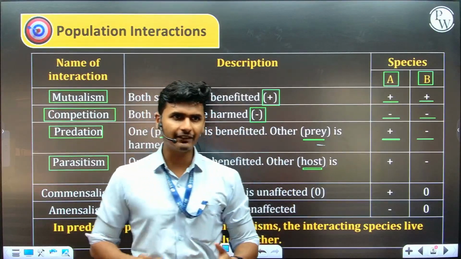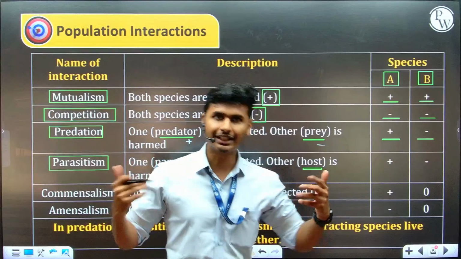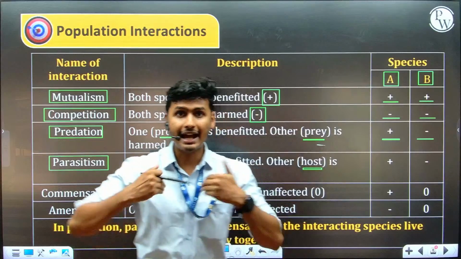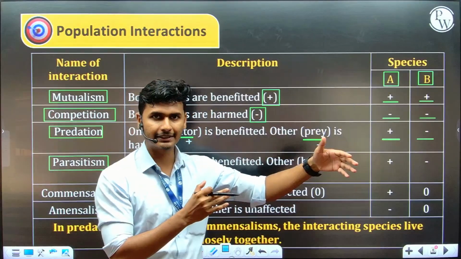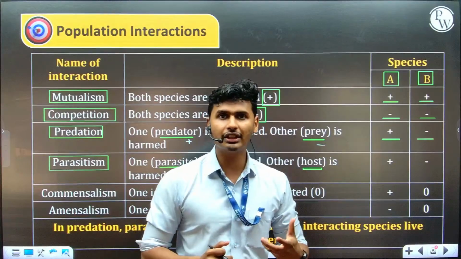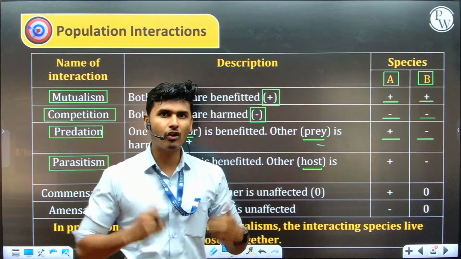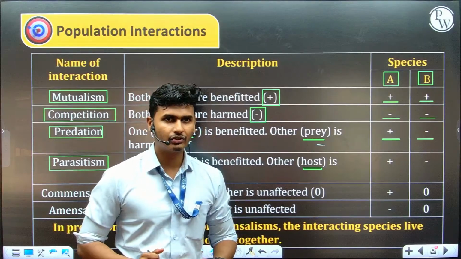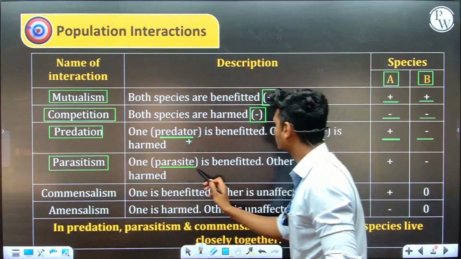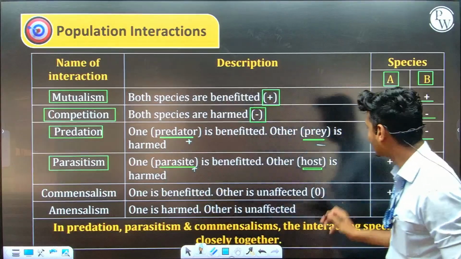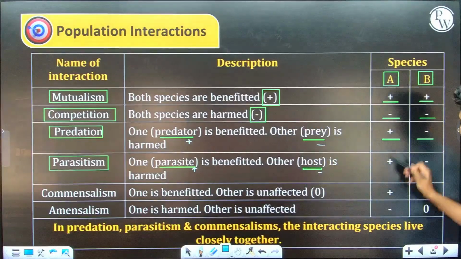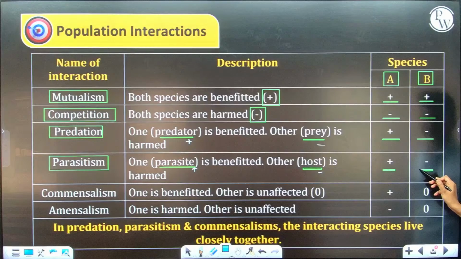So Salmonella typhi is going to cause me typhoid disease. Salmonella typhi is a parasite and I am the host of that parasite. That parasite benefits from my body, absorbing nutrition from it, but they cause me a disease, that is typhoid. So I am harmed and they benefit. One is positive, that is the parasite, and the host is negative. So that's why the symbol is species A positive, species B negative.